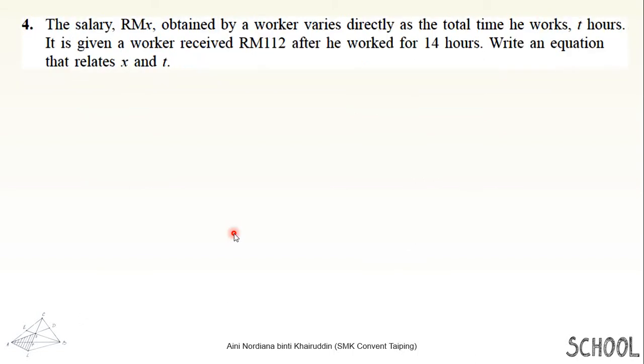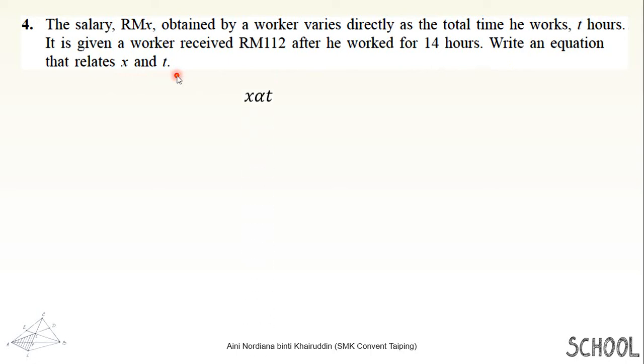Next, number 4. The salary X ringgit obtained by a worker varies directly as the total time he worked, T hours. It is given a worker received 112 ringgit after he worked for 14 hours. Write an equation that relates X and T. Actually, this is the same question as the previous question.